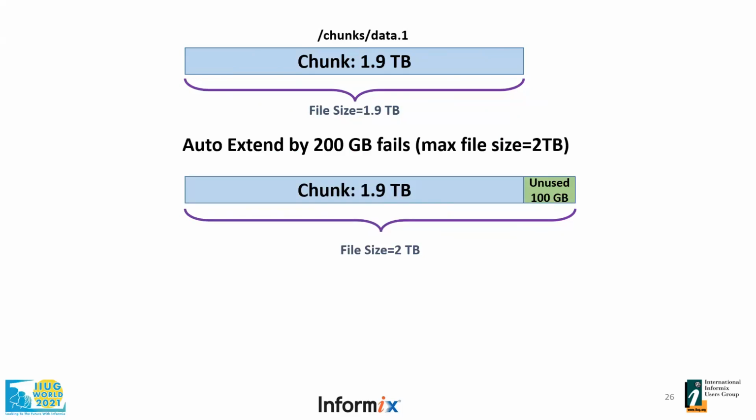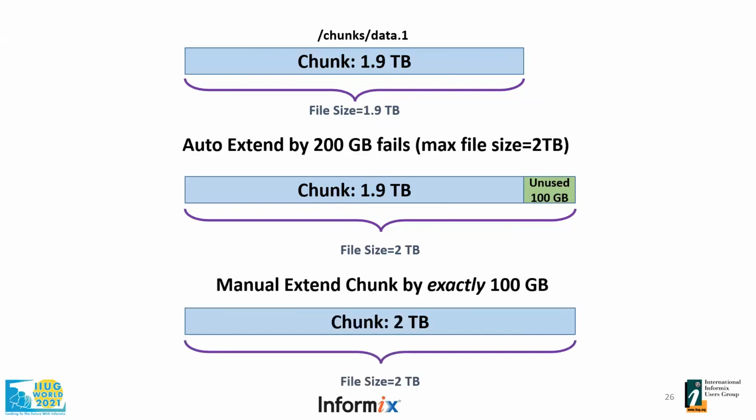At that time, the file on disk is now 2 terabytes, so the maximum. Informix goes, oh, nothing changed here. The operation failed. I'm still at 1.9 terabytes. So now you've got 100 gig sitting there allocated on disk, but it will never be used by Informix. So when that happens, you go ahead and stretch out the size of that chunk by 100 gig. Now Informix can use the entire 2 terabytes.